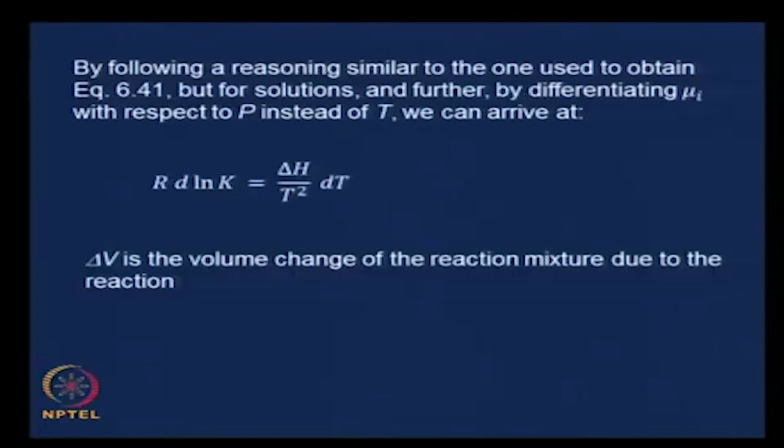You would have obtained R d ln K equals delta H by T squared dT. Essentially we have replaced the partial derivatives with expressions in terms of thermodynamic variables and the relationships we had derived earlier. So the first derivative gets replaced by delta H by T squared dT, and the second derivative gets replaced by delta V by T dP. Therefore R d ln K equals delta H by T squared dT minus delta V by T dP.